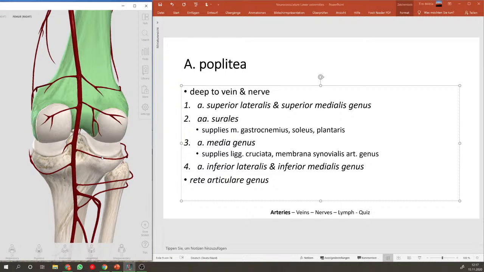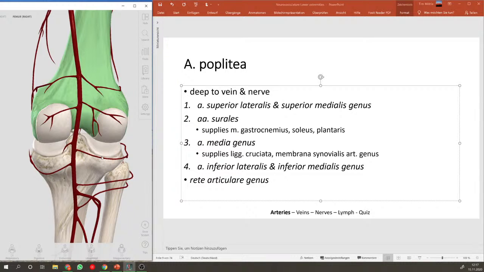Now, in between these superior and inferior medial and lateral knee arteries, we will have arteria suralis. So the sural arteries will supply musculus triceps surae and also musculus plantaris. Yeah, so just as a repetition, musculus triceps surae is just a name used for musculus gastrocnemius plus musculus soleus. Now, another important artery is arteria media genus. Arteria media genus will supply ligamenta cruciata, yeah, so the cruciate ligaments, membrana synovialis of the knee joint, and in fact also the menisci. Yeah, so we have meniscus medialis and lateralis. So those are supplied by arteria media genus.